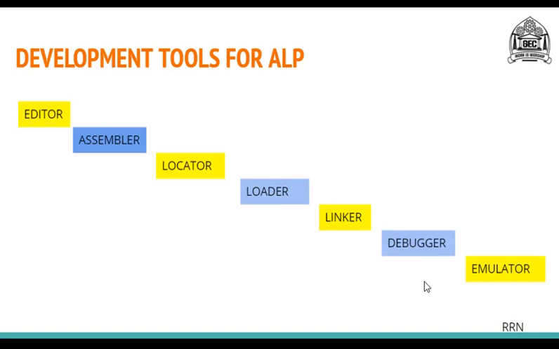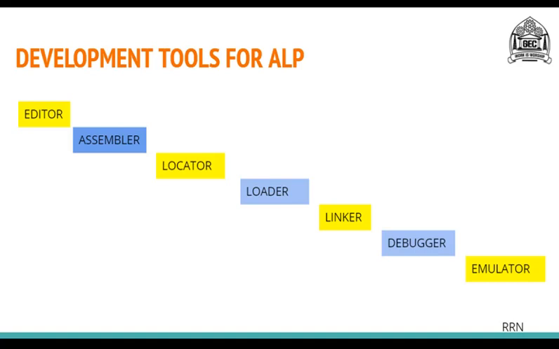So students, these are the 7 development tools which are required for assembly language programming: editor, assembler, locator, loader, linker, debugger, and emulator. You'll have to remember and understand the job and the functionality of each development tool. This is how your assembly language program is structured, and these are the different tools which are necessary for it. This knowledge is very necessary so that we can start our programming in the next sessions.